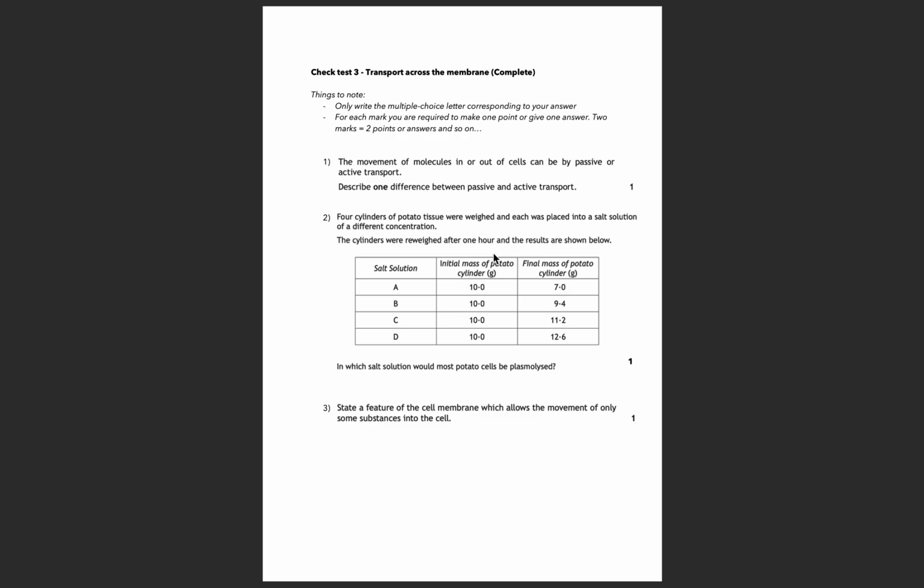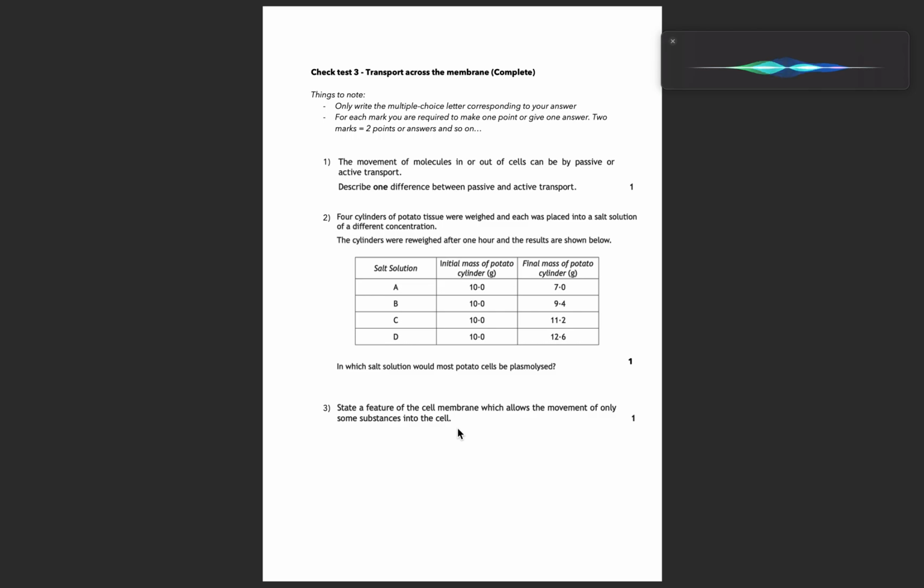So plasmolysed, you should be linking with the fact that the water is going to be moving out of the plant cell in order for it to be plasmolysed. So it's moving out, and therefore it is becoming this plasmolysed state. So let's look here. The only ones that the water was moving out, you could see, was A and B, because their mass has decreased. But because it says most potato cells, you're looking for the one that decreased the most in mass, and that was going to be A, because that decreased by 3, whereas B decreased by 0.6.